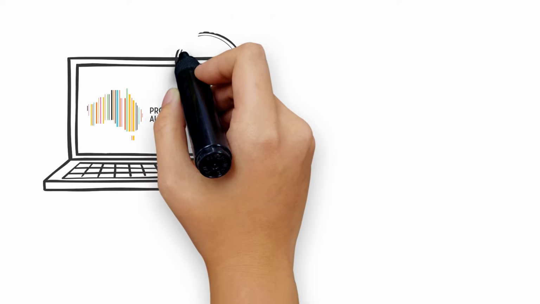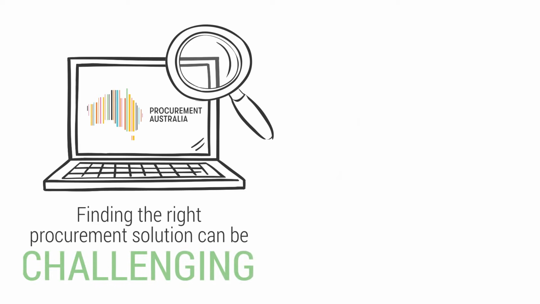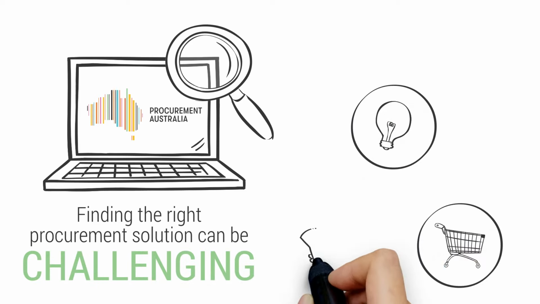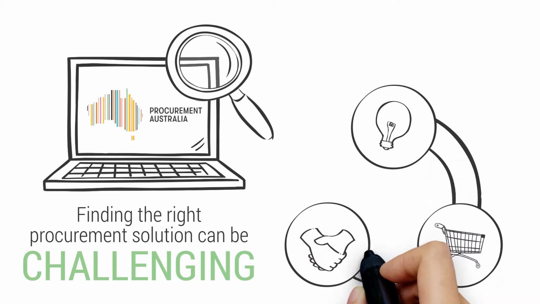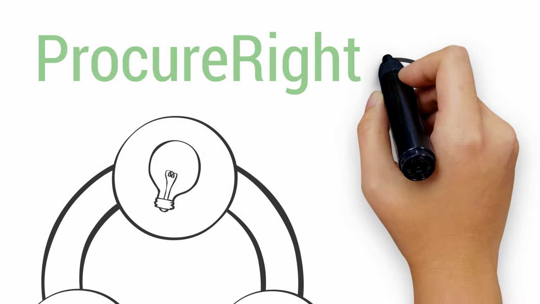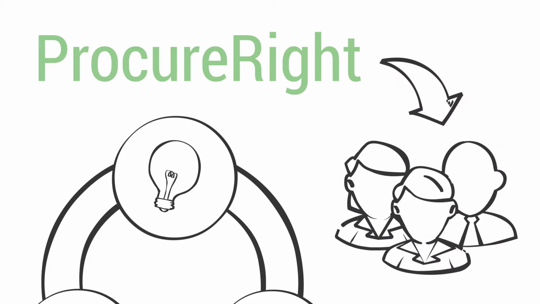Procurement Australia understands that finding the right procurement solution can be challenging. This is especially true if you're looking for a specialised approach or a selection of atypical goods and services. That's why we created ProcureRight. It's our way of tackling procurement that puts our members' needs first.